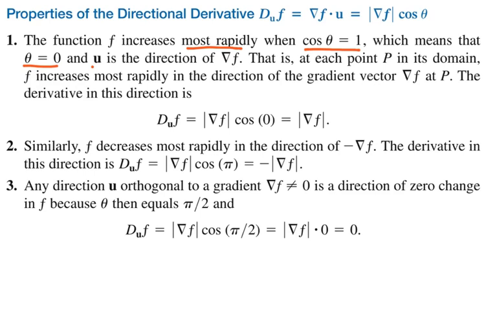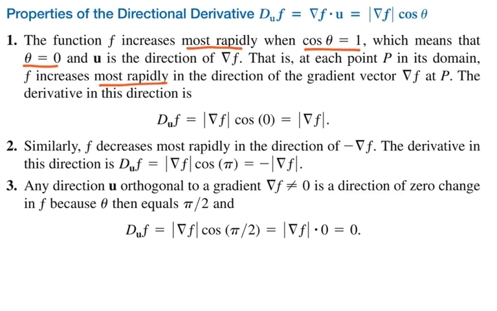So that's to say that for each point in the domain, f increases most rapidly in the direction of the gradient vector at P. The derivative in this direction is going to be the magnitude of the gradient of f times cosine of 0, because cosine of 0 is the maximum for that cosine, which is just 1. So we can leave that intermediate step out and say that the directional derivative of f is going to equal the magnitude of the gradient of f. That's where it increases most rapidly.